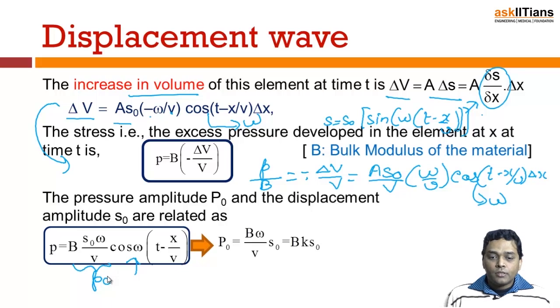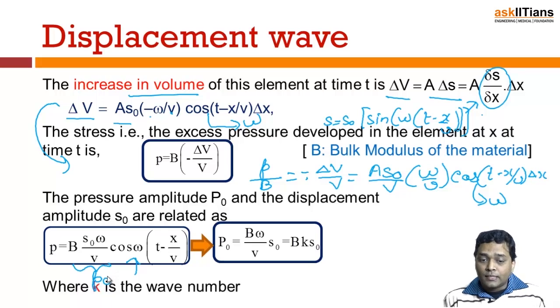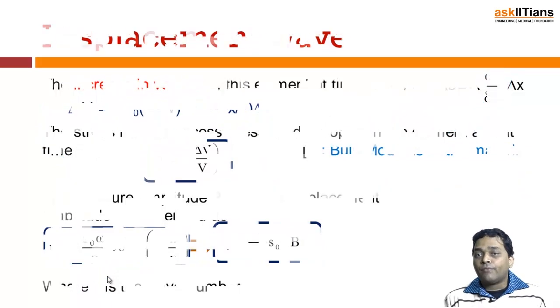So the pressure amplitude is given by B omega divided by V, times S naught. If I write omega by V, because if you see the last slide, I just showed you what V is, I can get it back in terms of the wave number K, and it comes out to be B K S naught. So this was the case of the displacement wave. Your K is nothing but the wave number.